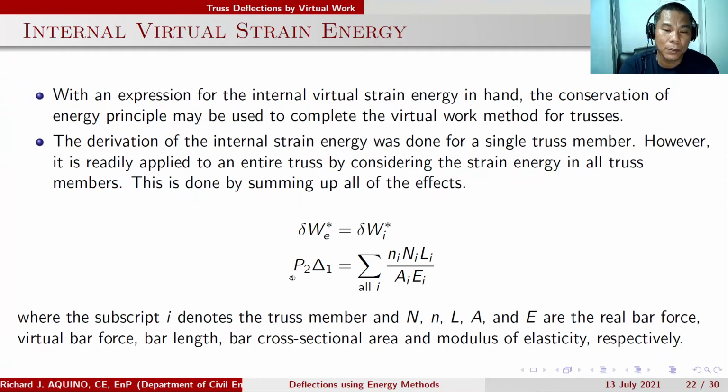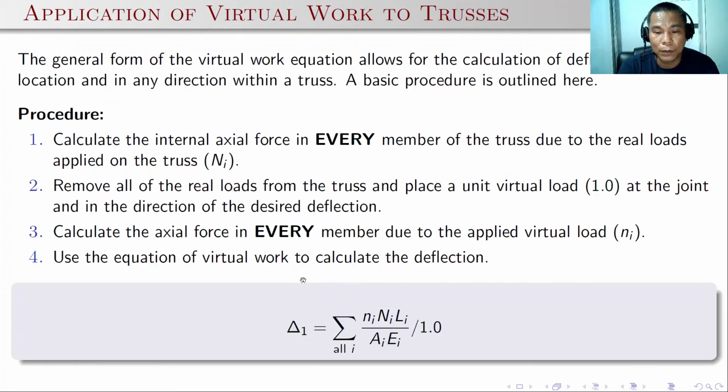Of course, you can use any value of P sub 2, the virtual load, but most often we assume P sub 2 equal to 1.0 for ease of computation. So that is why the formula to be used for the computation of deflections of a truss is delta 1 is equal to the summation of n, N, L over AE, divided by 1.0. That is for all the members.